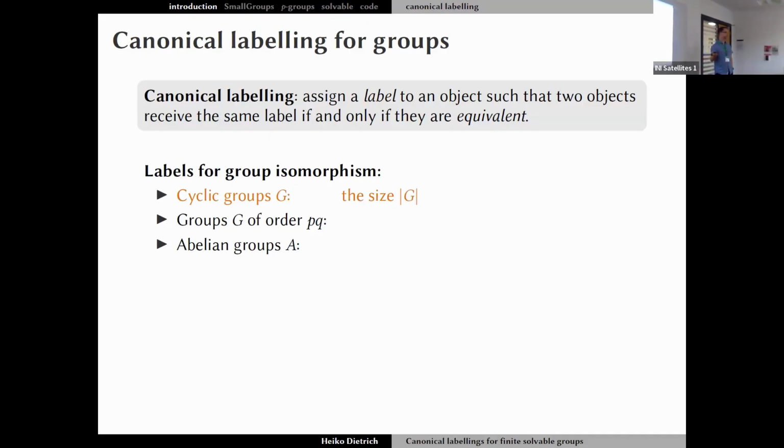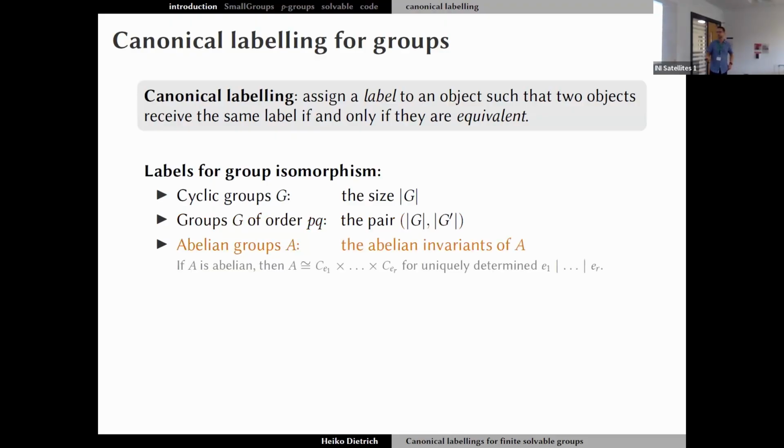If you look at groups of size p times q, both being distinct primes, then basically there are at most two types of groups. It's either the cyclic group or, if p divides q minus 1 and you have a non-trivial action, then there's one other split extension of those groups that's not abelian. So essentially, you just need to look at the size of the group and the size of the commutator subgroup, for example. It tells you uniquely the isomorphism type. In general, for finite abelian groups, we have the abelian invariants. Again, it's a list of integers that divide each other and so on. And this list uniquely determines the isomorphism type of your group.